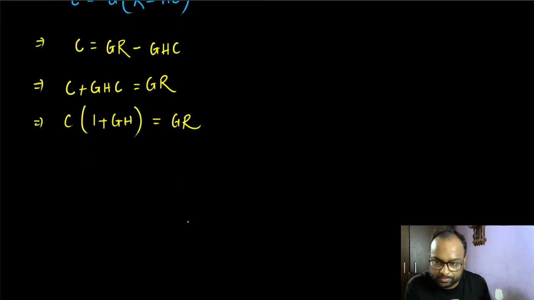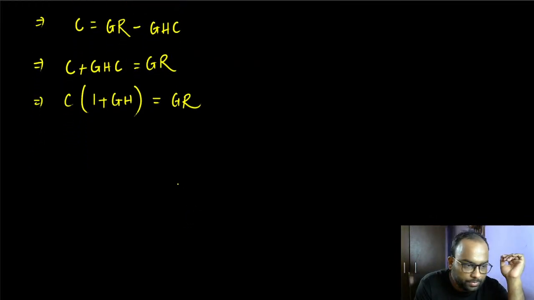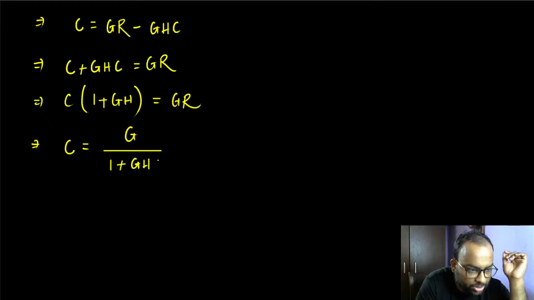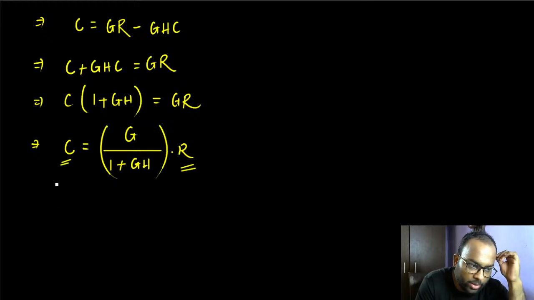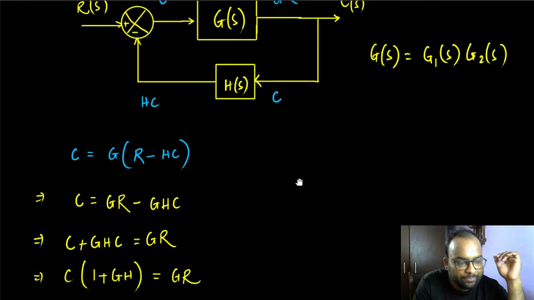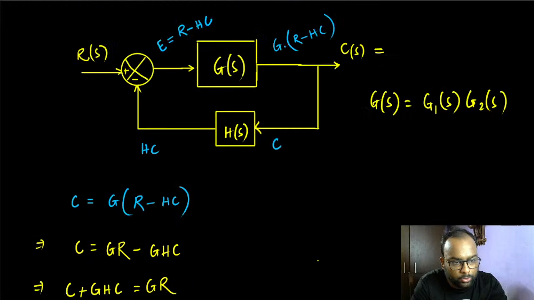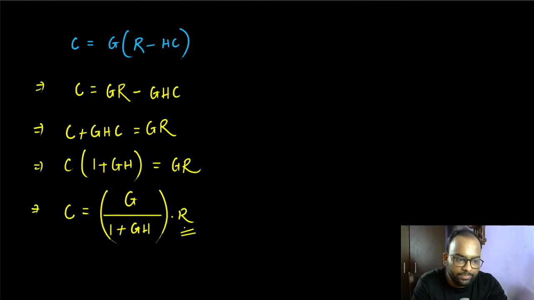Right? And then we can write C, that's equal to G by 1 plus GH times R. Now what is the input? Input was R. What is the output? Output was C. So if I simplify this completely, the output C is G by 1 plus GH times R, right? The output C is like that.